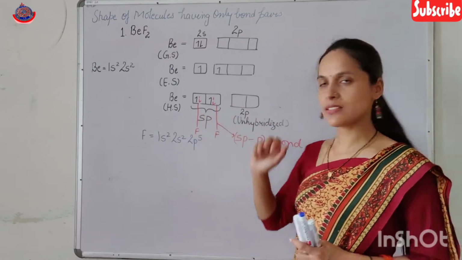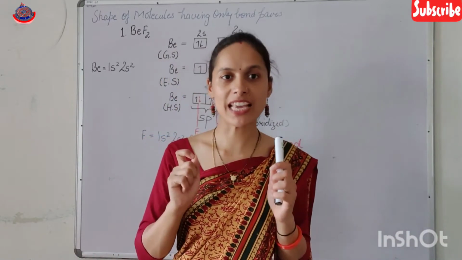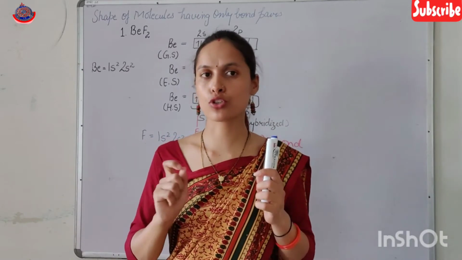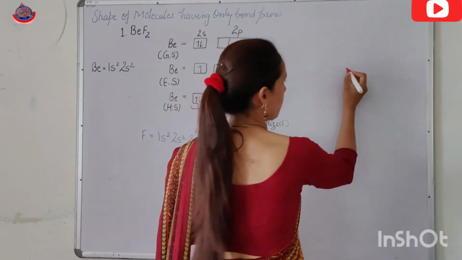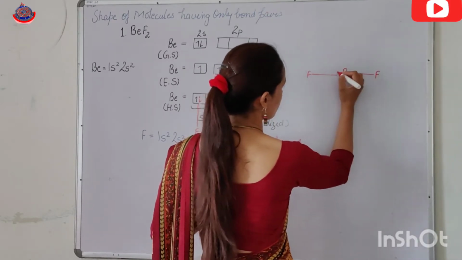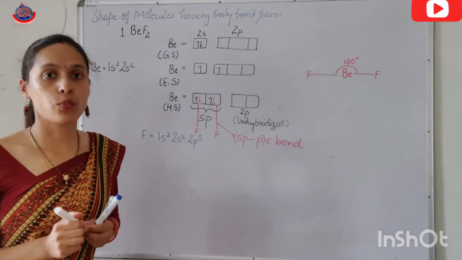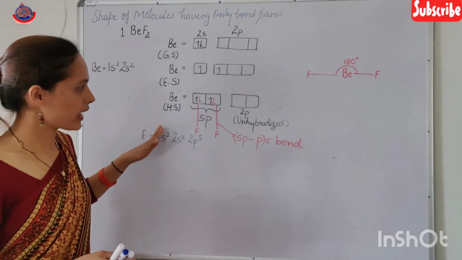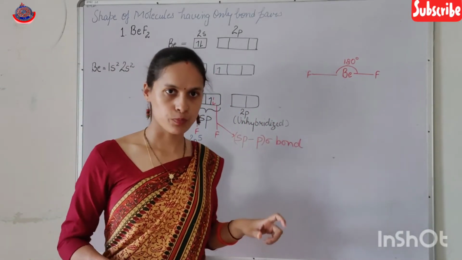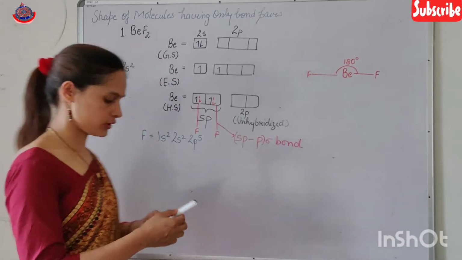So the hybridization is sp, and we have studied in our hybridization that whenever we have sp hybridization, the shape or geometry of the molecule should be linear. So its shape becomes BeF2 with a bond angle of 180 degrees. So in this way we can find out the shape of BeF2. Now we'll find out the shape of other molecules.